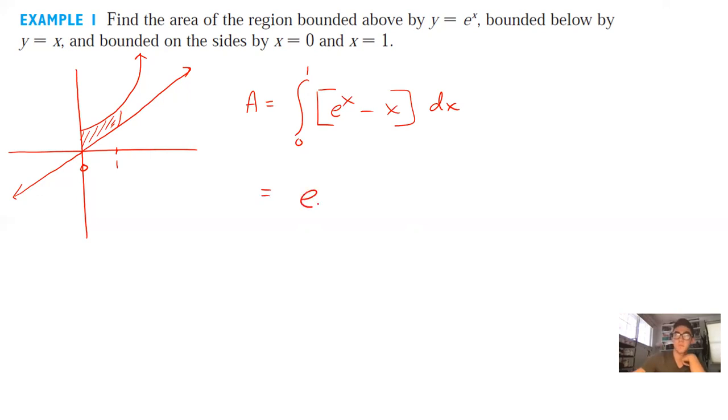So how about e to the x? We good there? Minus sign still. X squared over 2. Bracket. And evaluated.